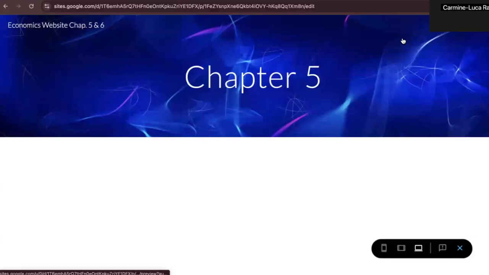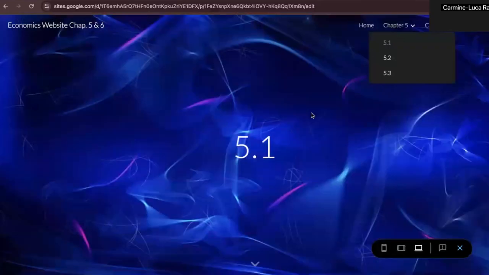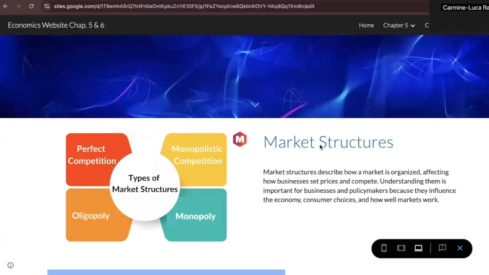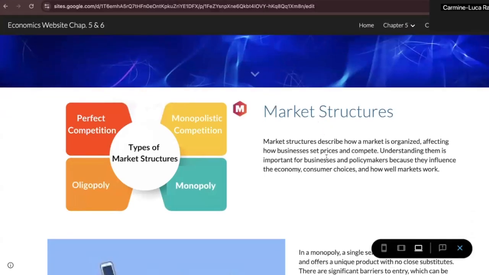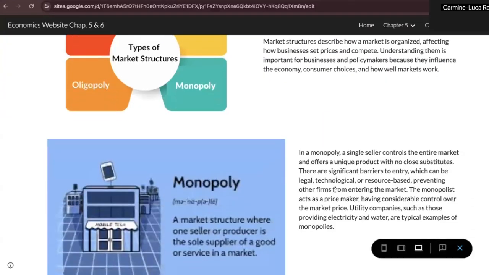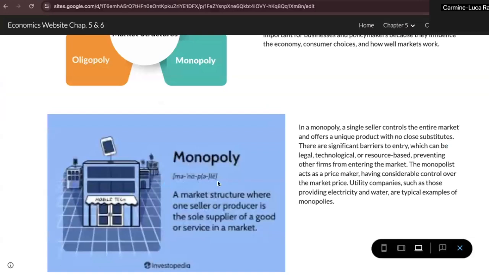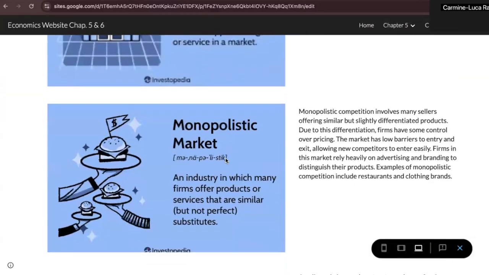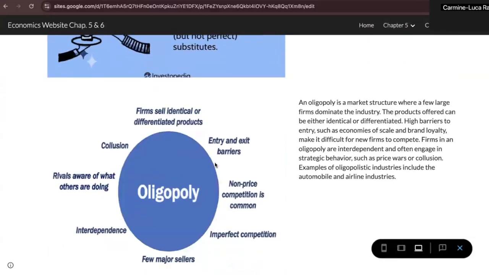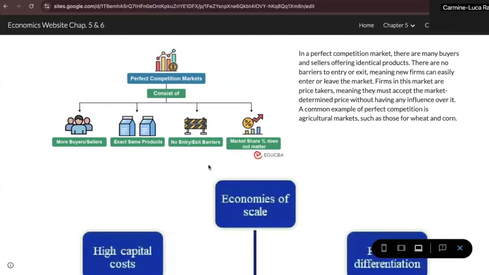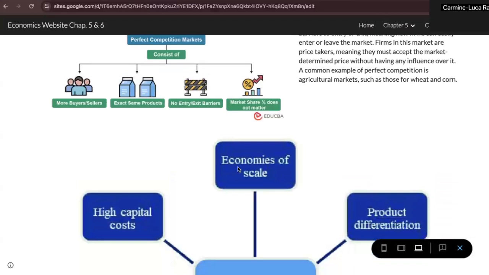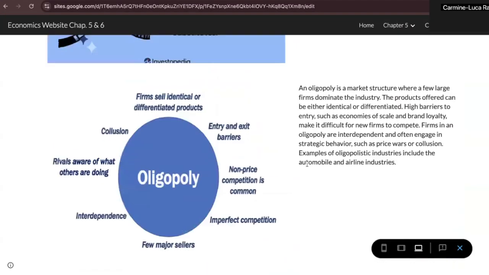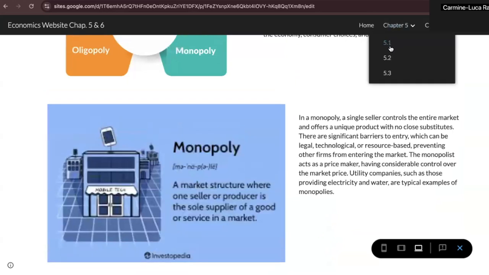So the first part of my website is chapter 5, and I'll start with 5.1. In 5.1, I briefly go over the four types of market structures, give a definition of what they are, and then I just show an example of all four. The first one is monopoly, second one, monopolistic market, third one, oligopoly, fourth one, perfect competition, and then I show a picture of the types of entry barriers. And for each one, I give a brief little definition.